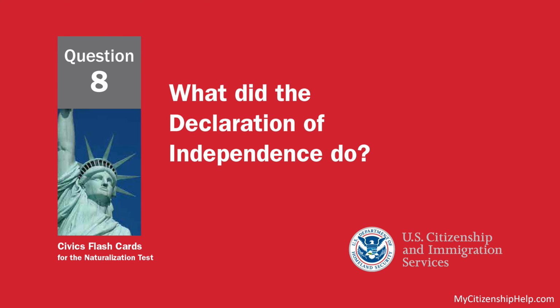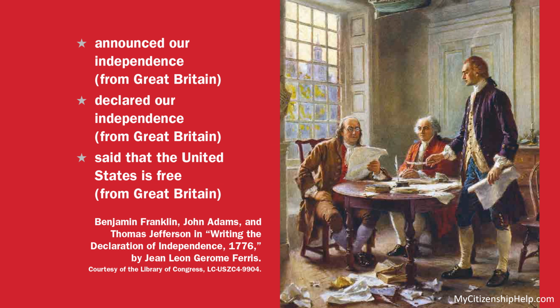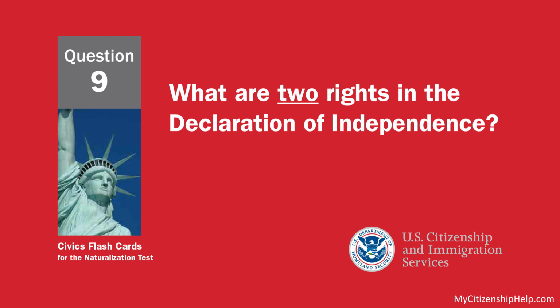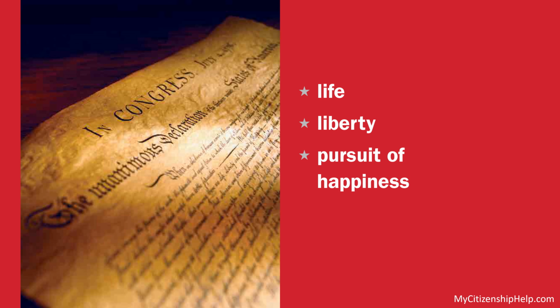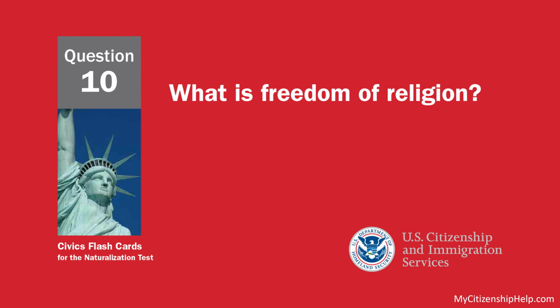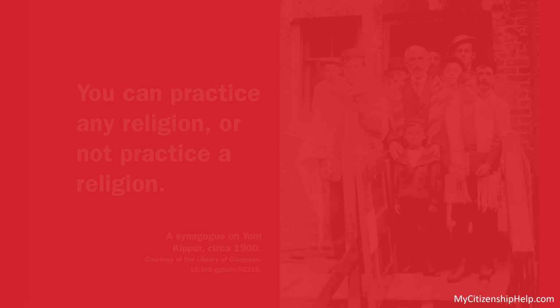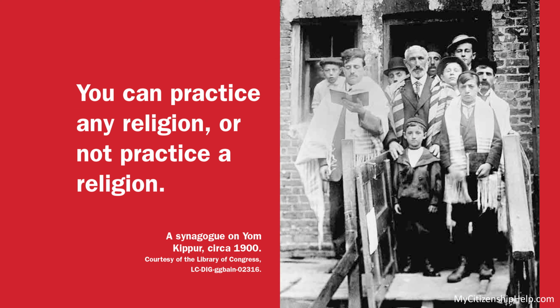What did the Declaration of Independence do? Announced our independence from Great Britain. Declared our independence from Great Britain. Said that the United States is free from Great Britain. What are 2 rights in the Declaration of Independence? Life. Liberty. Pursuit of happiness. What is freedom of religion? You can practice any religion, or not practice a religion.